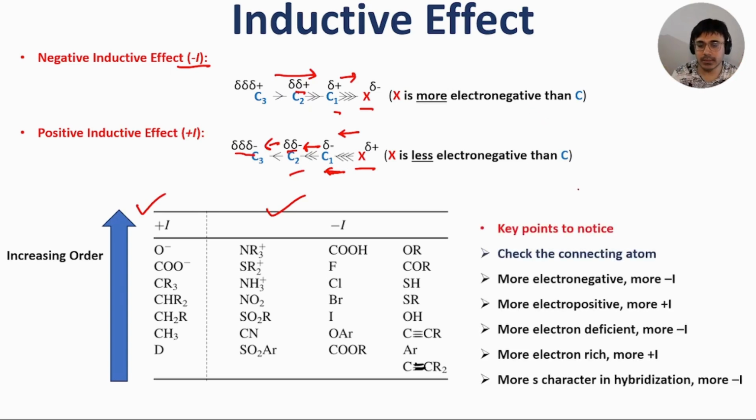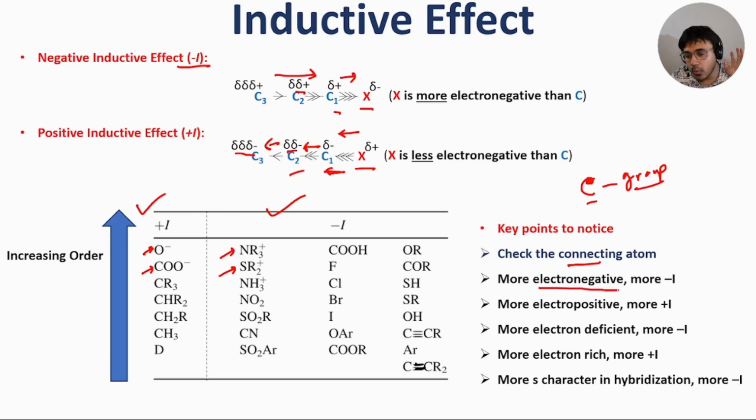First, for a group you need to understand which is the attaching atom. For example, I have a carbon atom and some group is attached to it, right? Now in this group, which atom is linking with that carbon? The connecting atom is important. For example, in this group, O is the connecting atom. In the carboxylate group, carbon is the connecting atom, right? In the NR3 plus group, nitrogen is the connecting atom, but in the SR2 plus group, sulfur is the connecting atom. It is very important to identify these things.